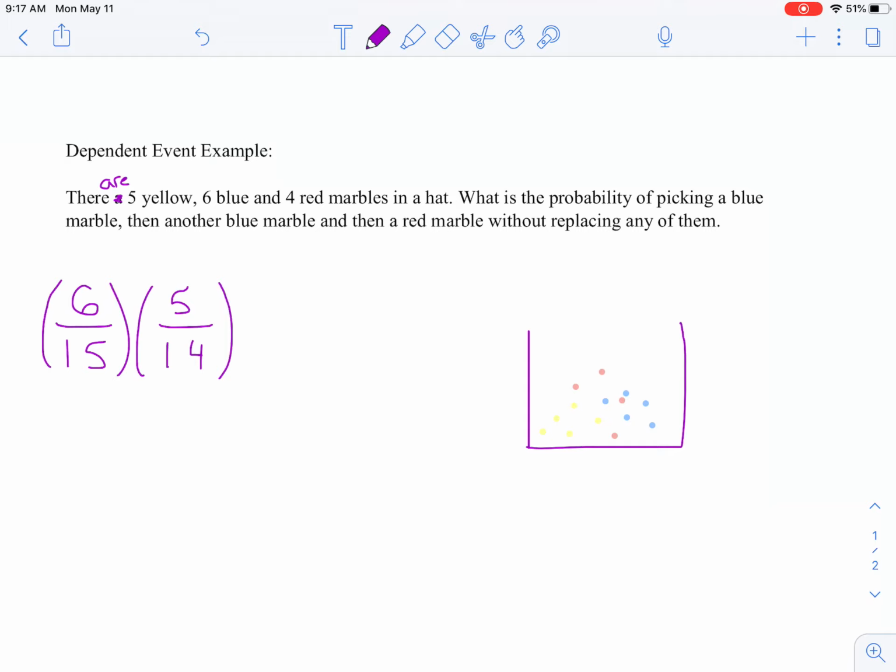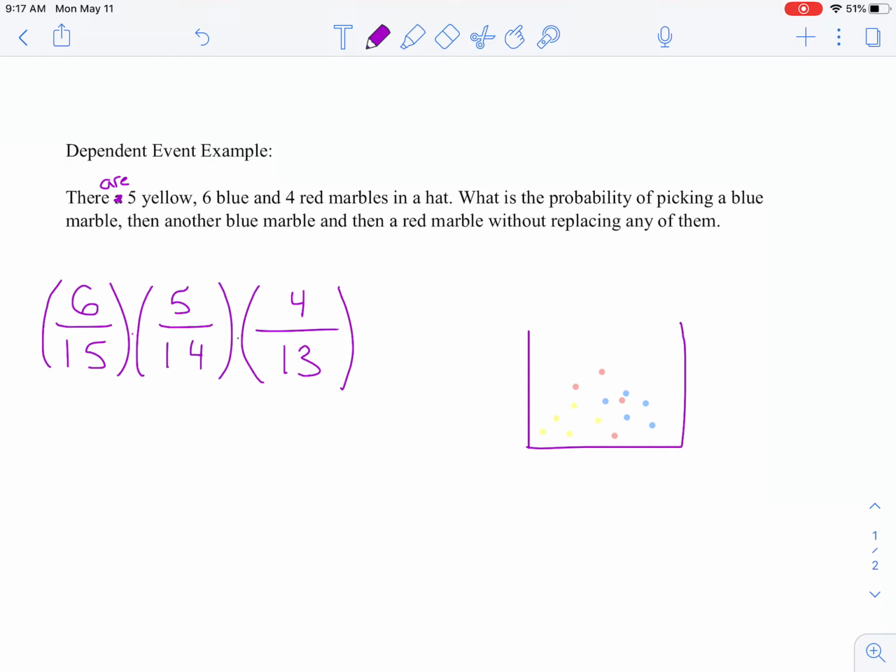And then a red marble. Well, there are still 4 red marbles in there because we haven't gotten any of them, and there are now only 13 left. So what you notice is normally picking a blue is 6 out of 15, a red is 4 out of 15, and yellow is 5 out of 15. But since these are dependent events, we're not putting them back. These probabilities change each time.